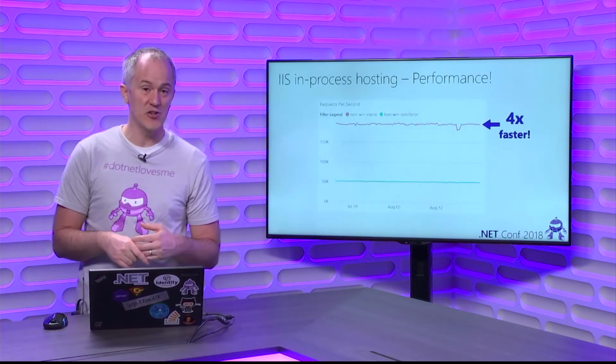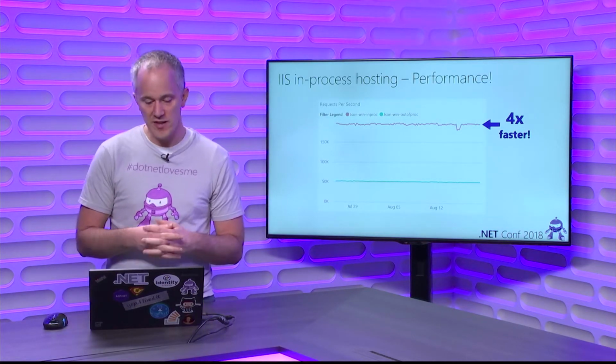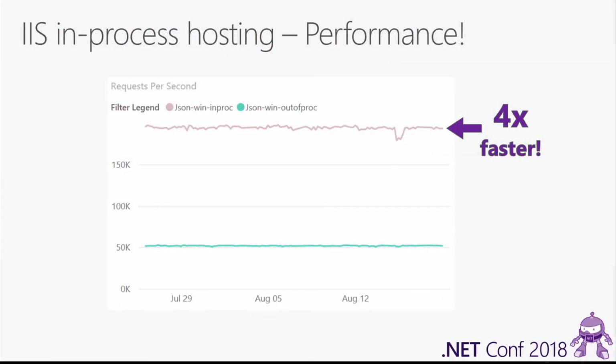And the performance is looking really, really good. In our latest perf tests, these were back in August, we're seeing like 4 times the performance throughput for a benchmark where we're just returning a JSON payload using both the in-process model and the out-of-process model. So looking great there. To see it in action is pretty easy.